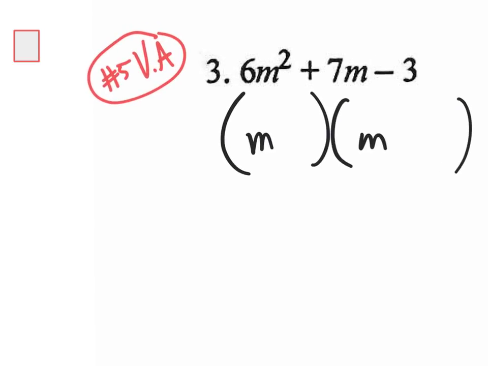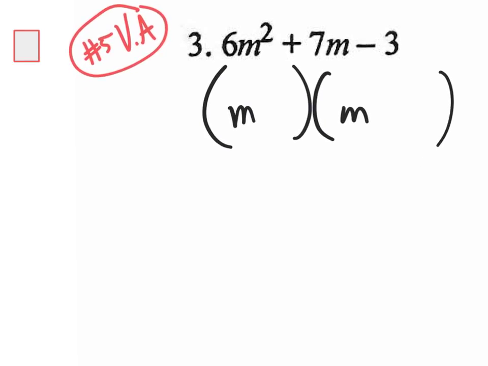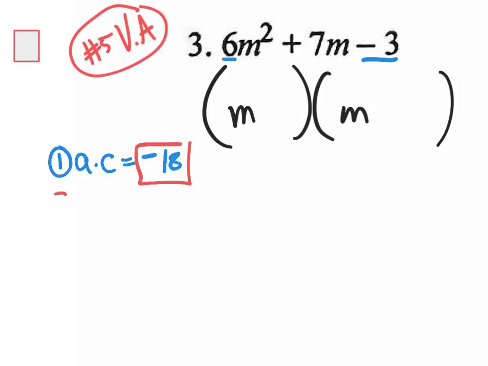So, you know what? I'll leave those parentheses there since our factored form is going to be in that. It's going to look like that. So let me just go to the steps. Step 1 is a times c. What's a times c? That's 6 times negative 3. That's negative 18. Step 2 is to think of the multiples of negative 18, like negative 1 times 18, negative 2 times 9, negative 3 times 6, and that's about it.